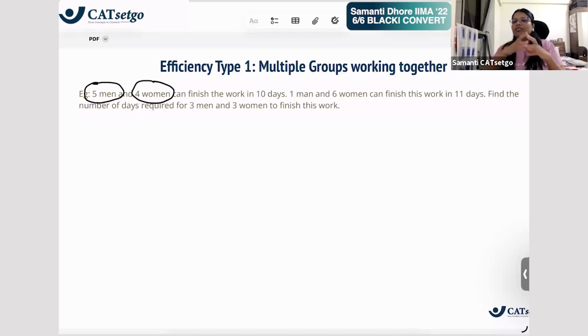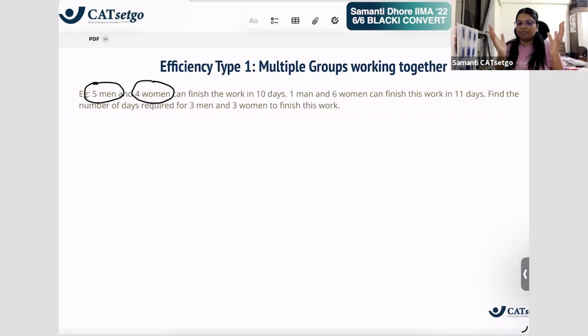In the same way, here also when multiple groups are working, all men are the same and all women are the same. But men and women are different from one another. And that is why the concept of efficiency comes in. Okay? The questions look like these. 5 men and 4 women can finish work in 10 days. 1 man and 6 women can finish it in 11 days. Find the number of days required for 3 men and 3 women to finish the work.